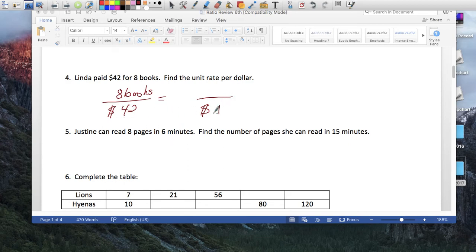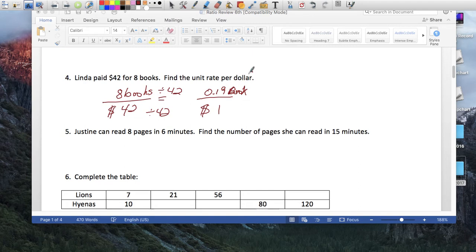So how did 42 become a 1? Divide by 42. And I would divide the top by 42. It's 8 in your calculator. It would be 8 divided by 42, not 42 divided by 8, so be careful there. And you get 0.19, a long decimal. So for a buck, I would get 0.19 of a book, not even a full book, not even half of a book, actually not even a quarter of a book. I'd get less than a quarter of a book. So as it's stated in this question, that's what you should have done.